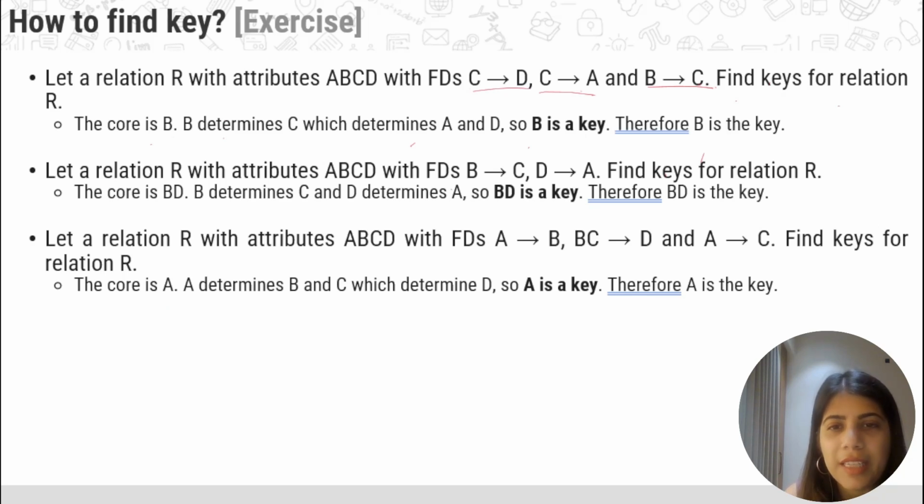Next relation, A, B, C, D with the functional dependencies B is determining C, D is determining A. We need to find the keys of the relation. The core is BD over here, because B can determine C and D can determine A. So BD is the key.